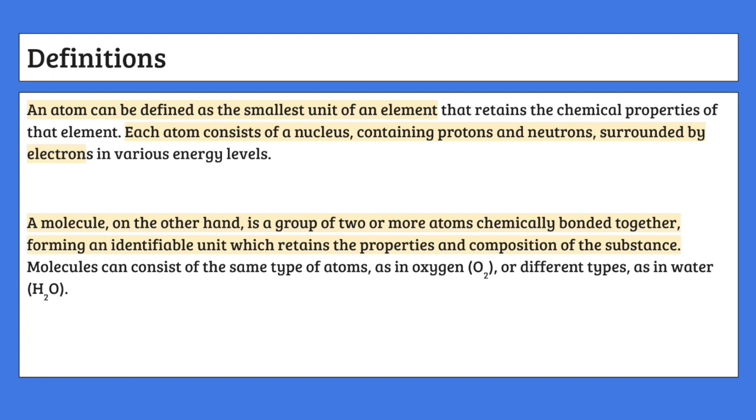Now, on the other hand, a molecule is a group of two or more atoms chemically bonded together, forming an identifiable unit which retains the properties and composition of the substance. This is the definition that you will need to remember for your IGCSE exams. Now, molecules can consist of the same types of atoms as in O2, which contains two oxygens, or different types as in water, which is H2O, two hydrogens and one oxygen.